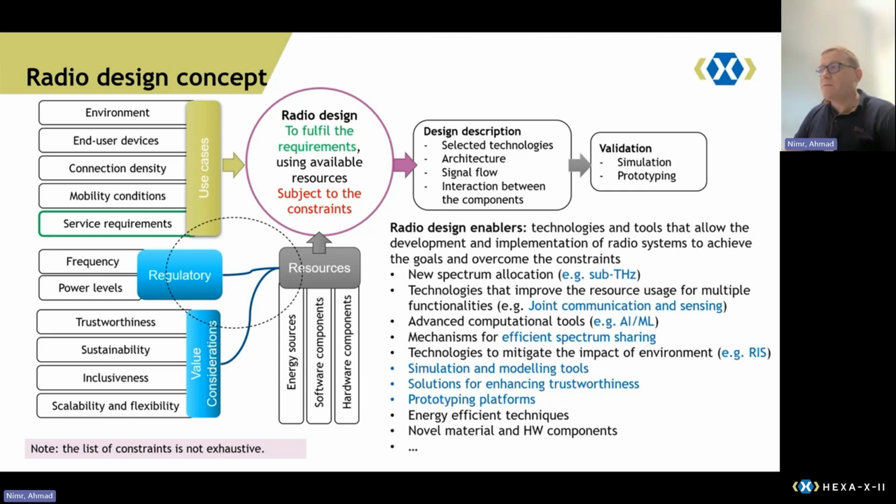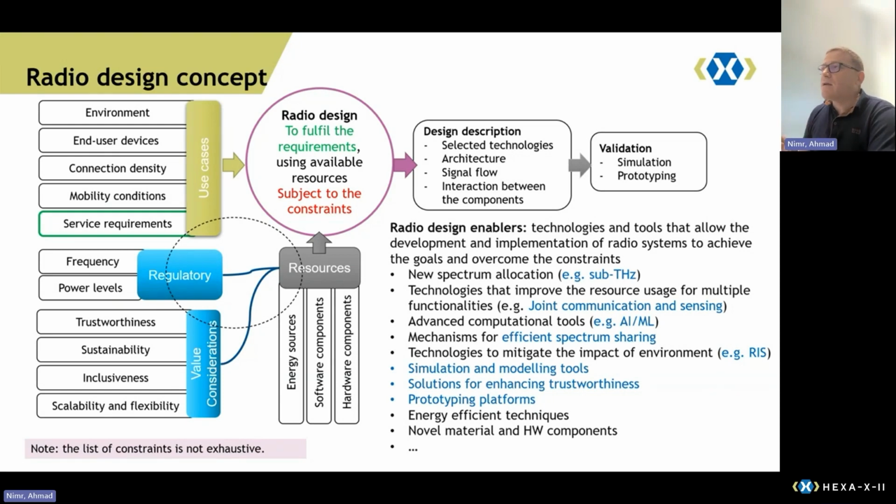So new spectrums, for example, sub-terahertz. We need technologies to improve the hardware usage, like joint communication and sensing, to provide multiple functionalities. We need new simulation and modeling tools to model the hardware and to understand the environment, so we are not going to do measurements all the time. So we need this kind of modeling, and here come the channel modeling activities. We also need new computational tools such as AI, technologies to overcome the impact of the environment, like RIS technologies, and also solutions for fulfilling the value constraints related to trustworthiness, sustainability, and so on.